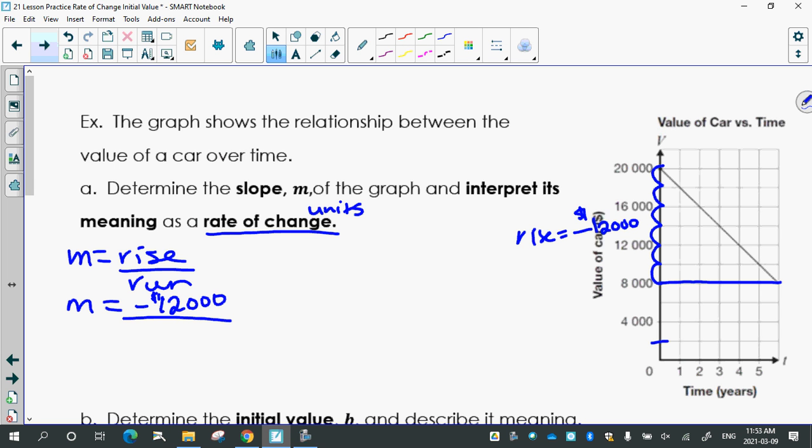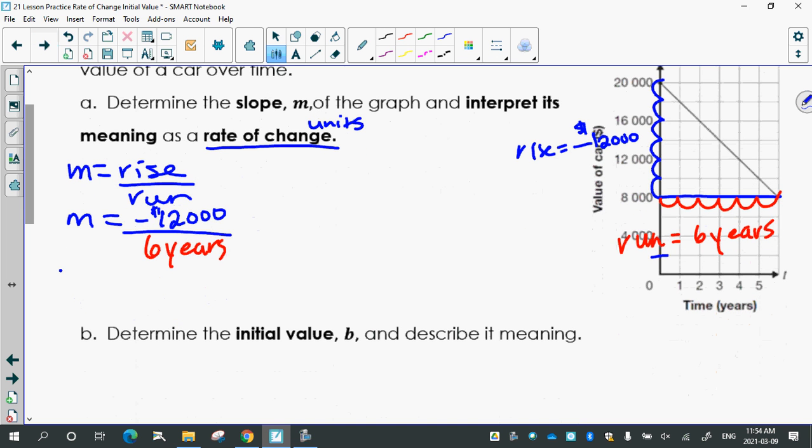And then the run, each square is worth 1. So 1, 2, 3, 4, 5, 6 years is my run. And then I'm going to divide them. So I get negative $2,000 per year. 12,000 divided by 6. So negative $2,000 per year.